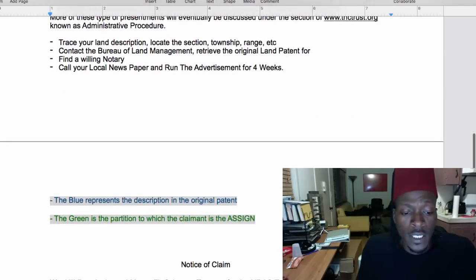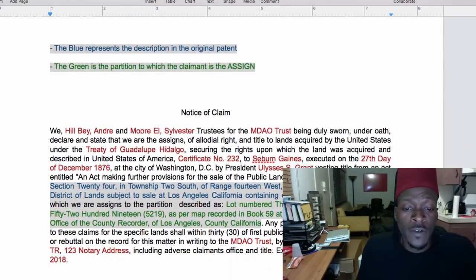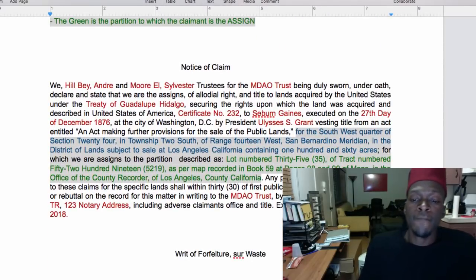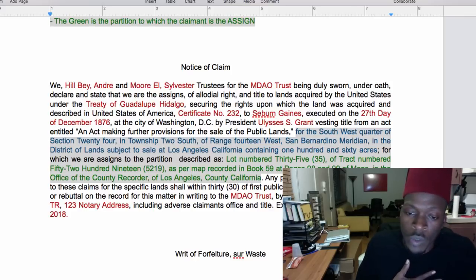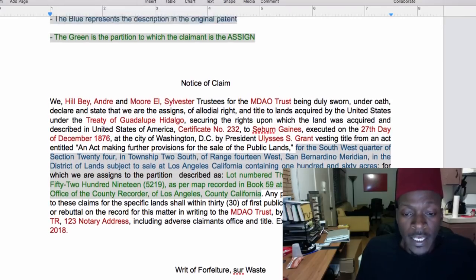No, so let's just, I'm going to read over my claim here, and you can listen to it. I like to do everything in trust. So this is me and another Moorish American brother. We're operating through the MDAO Trust, which is a common law trust on record. So we're making this claim.